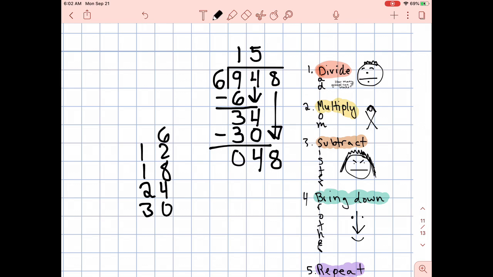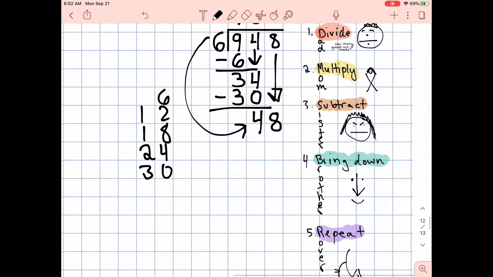So repeat, start back at step number 1 again, divide. How many groups of 6 can I make with 48? I'm going to get rid of that 0, it's a little confusing. How many groups of 6 can I make with 48? Well, what I like to do here is go back to the multiples that I wrote down earlier, if you need to. If you don't know how many groups of 6 make 48, I can just keep going with my multiples of 6.